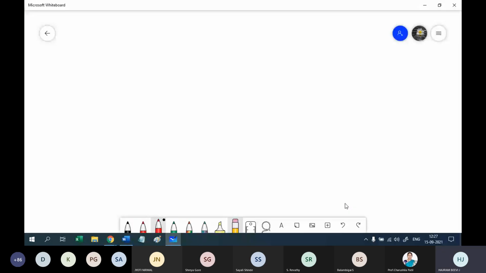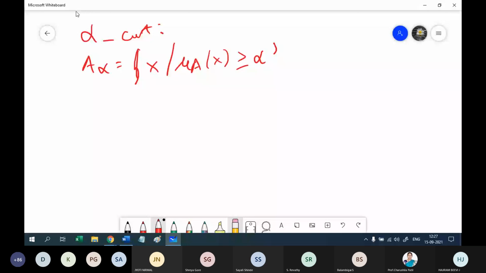So first, the definition for alpha cut. The alpha cut of the fuzzy set A is defined by A alpha is equal to X, the membership value of X greater than or equal to alpha. Okay, then strong alpha cut means the membership value greater than alpha.